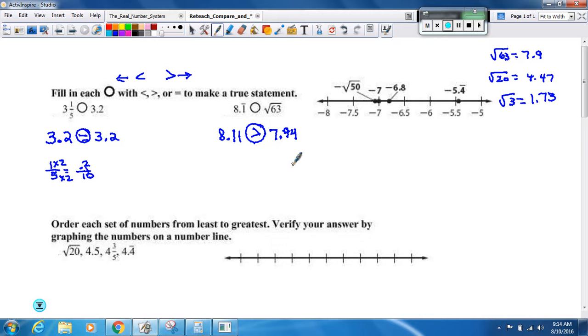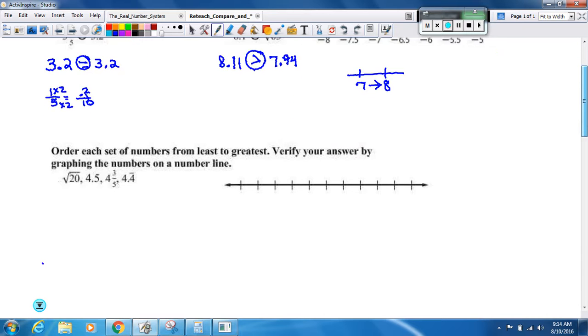If you can't think of it like that, again, like I said earlier, think of a number line. 7 would be here, and 8 would be here, and 8 is to the right of 7. So 8, the arrow has to go to the right of 7. So that's another way of looking at it.